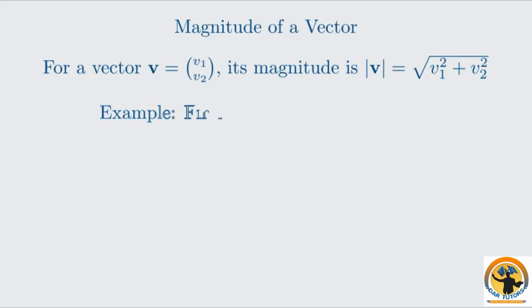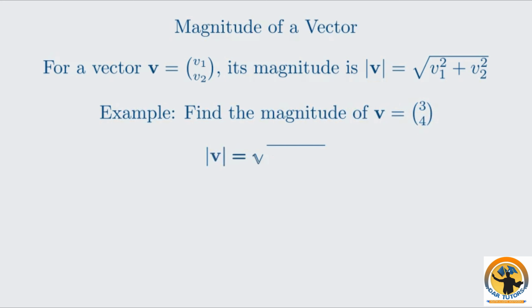Let's work through an example. Consider the vector v equals the column vector 3, 4. Using our formula, the magnitude of v is the square root of 3 squared plus 4 squared. This simplifies to the square root of 9 plus 16, which is the square root of 25. The magnitude of vector v is 5. So the vector 3, 4 has a length of 5 units. This process is fundamental for many vector calculations.